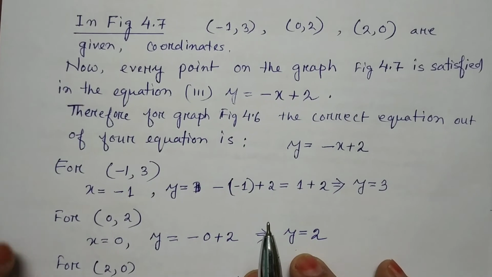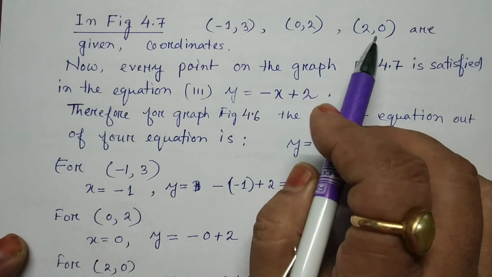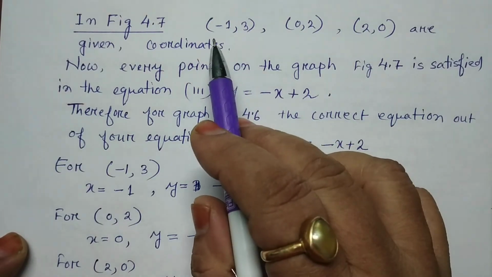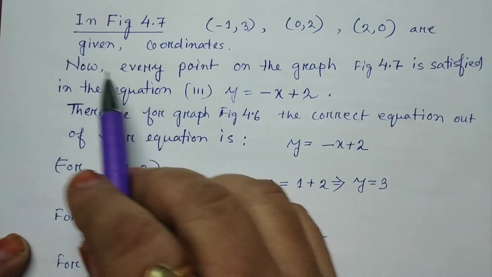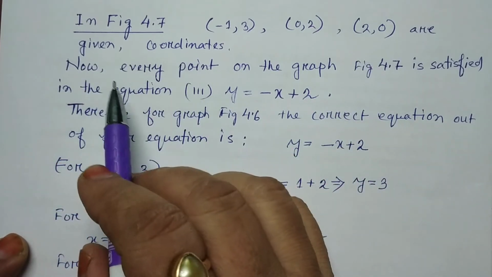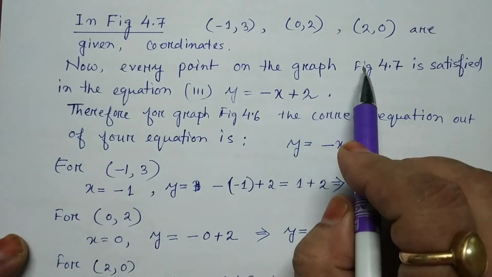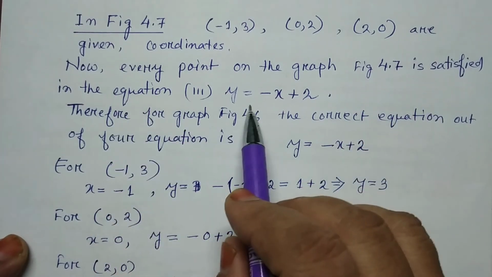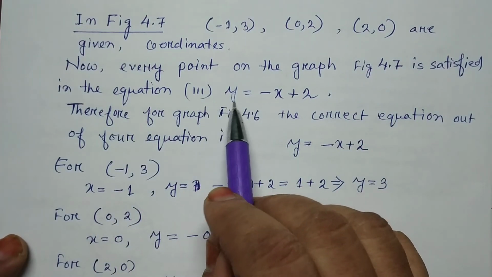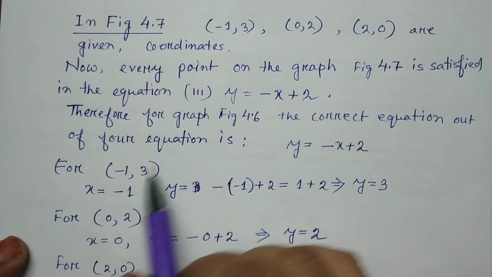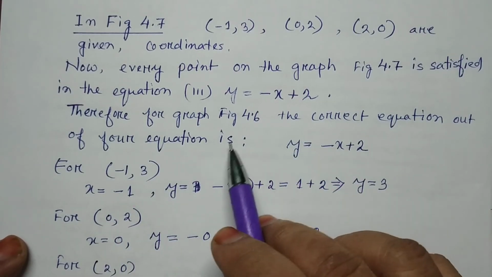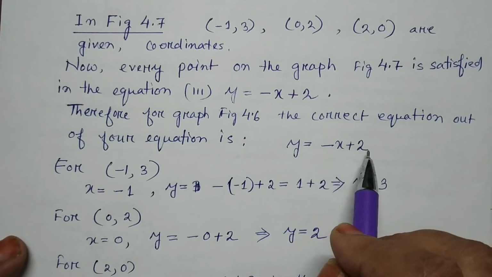Similarly, from figure 4.7 we get the given coordinates (minus 1, 3), (0, 2) and (2, 0). Now every point on this graph satisfies which equation? y equal to minus x plus 2. Therefore, the correct equation out of the 4 equations is y equal to minus x plus 2.